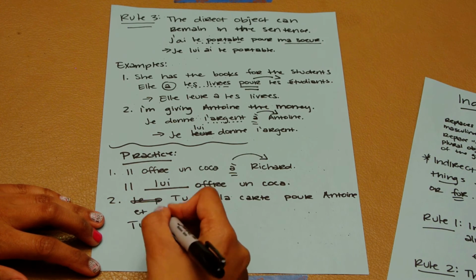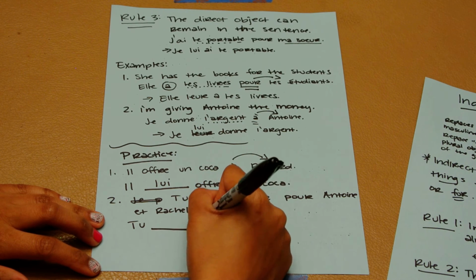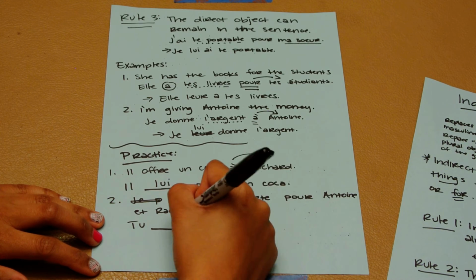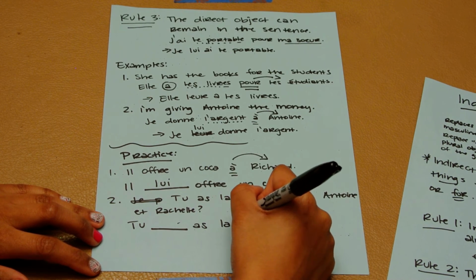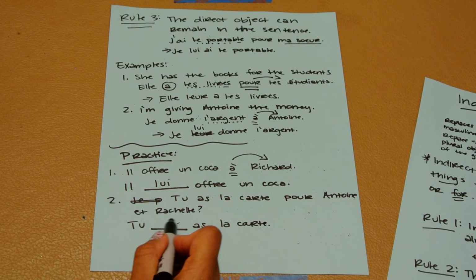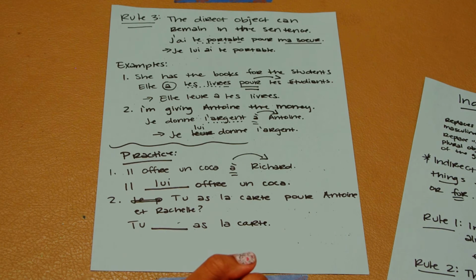Remember, you have your subject. Before your verb, you have to put your indirect object pronoun, and you can still put your direct object pronoun. So go ahead again, pause the video, figure out what goes here in this blank, and then push play again and see if your answer is correct.